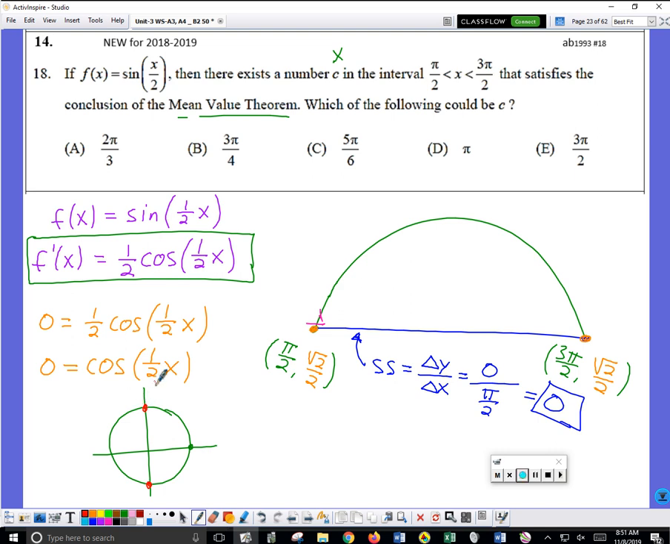So look up. Look, it's teaching you to think, not do. I need this to be pi over 2, because the cosine of pi over 2 is 0. Here's pi over 2. At this spot, I do not go back and forth at all.